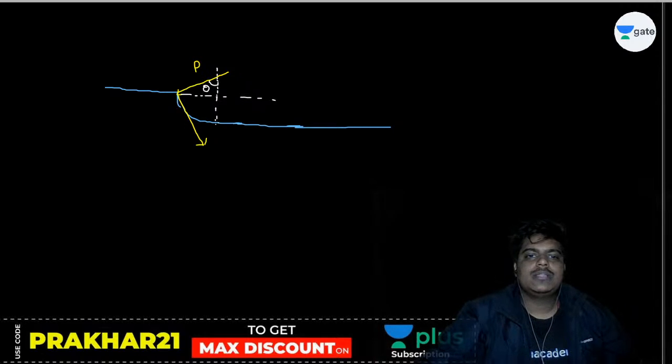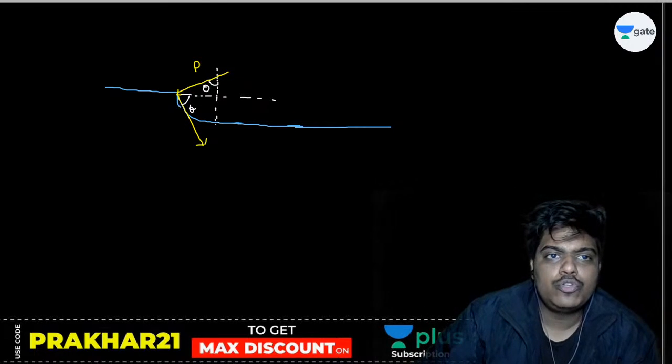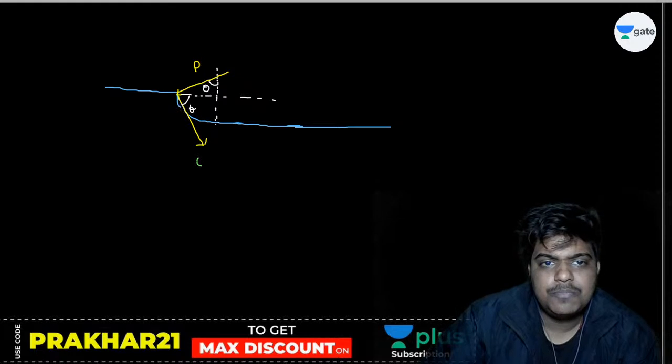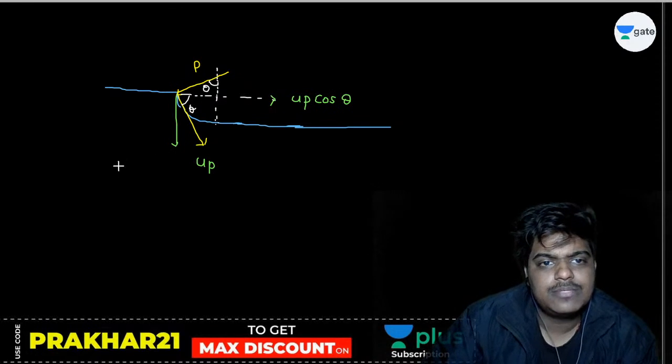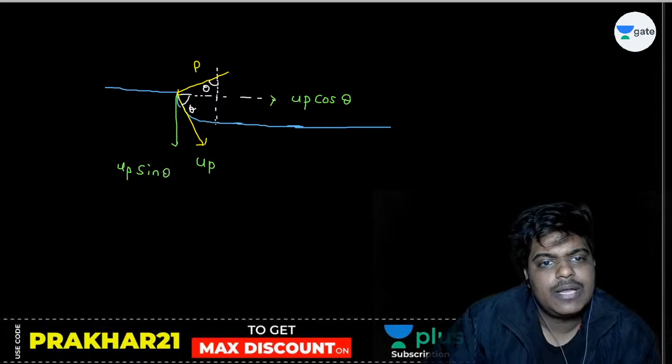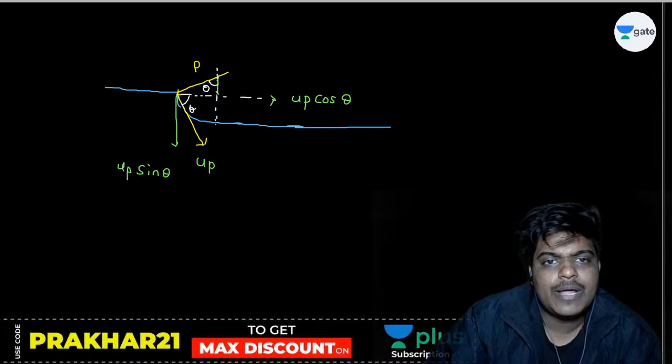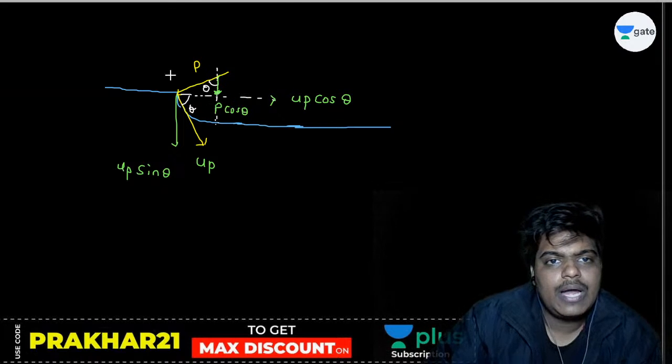This angle is theta. This angle becomes 90 minus theta. This angle also becomes theta. So if you check back the values, this is mu P. This side becomes mu P cos theta. The downward side becomes mu P sin theta. This is theta, so downward becomes P cos theta, and this side becomes P sin theta. Is it clear?